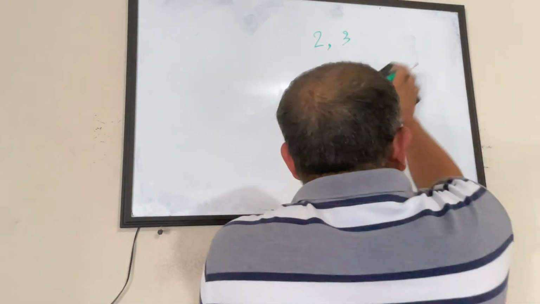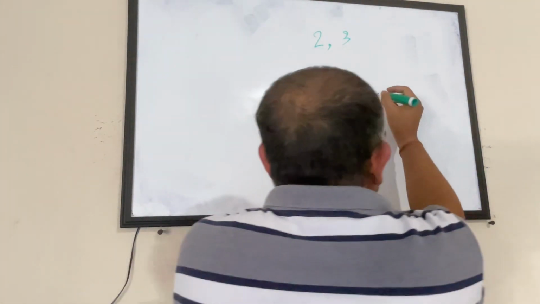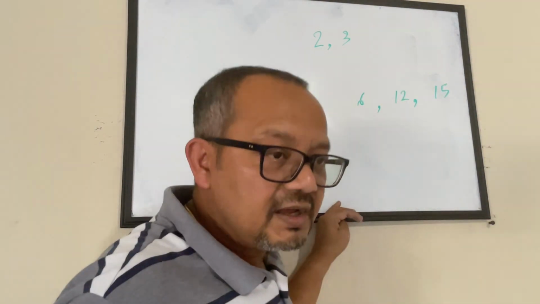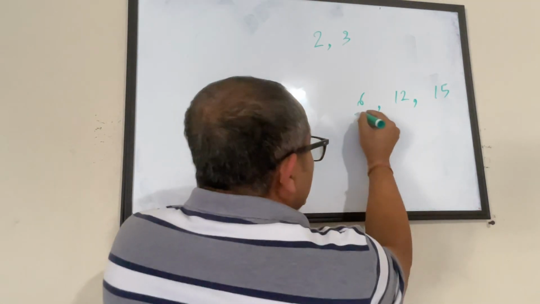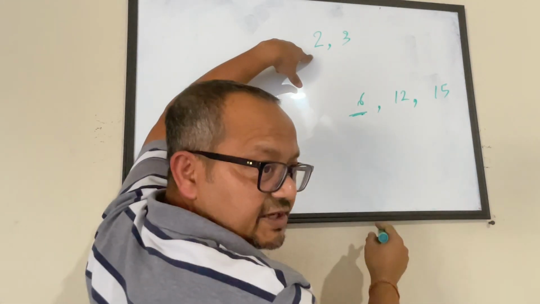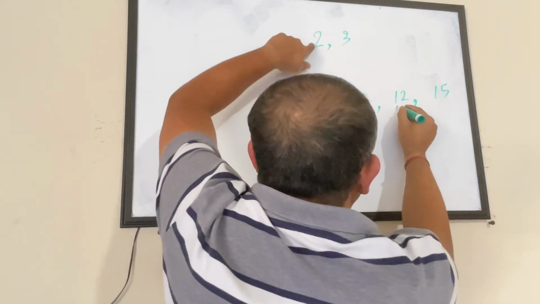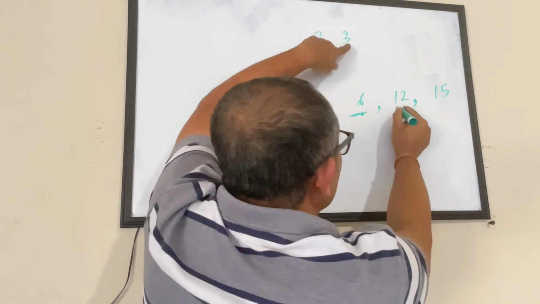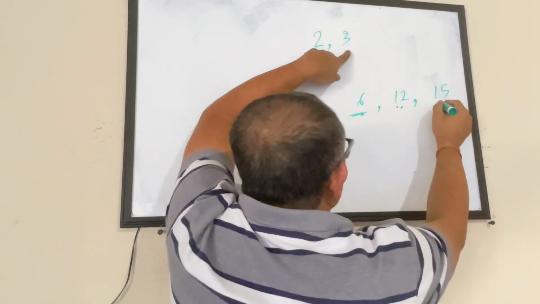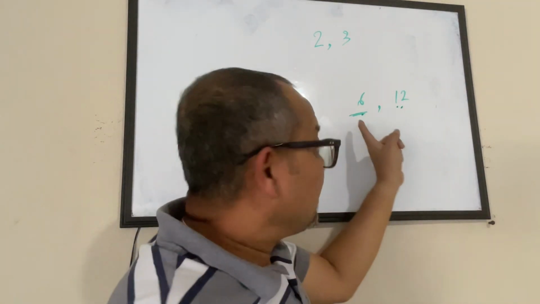Now, when you say lowest common multiple, what we are trying to find out is, let's say 6, let's say 12, let's say 15, and we are talking about 2 and 3. Is 6 a multiple of 2? Yes, it is. Is 6 a multiple of 3? Yes, it is. Is 12 a multiple of 2? Yes. Is 12 a multiple of 3 also? Yes. Is 15 a multiple of 3? Yes. Is 15 a multiple of 2? No. So 15 cannot be an option where it's a multiple of both numbers.